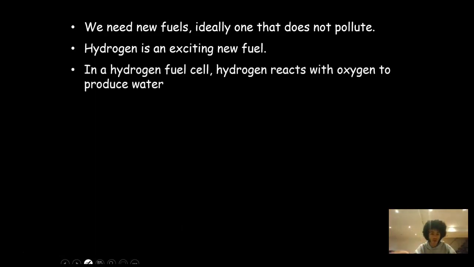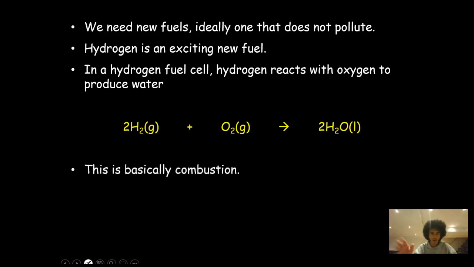Now, in a hydrogen fuel cell, hydrogen reacts with oxygen to produce water, which can be shown by this equation here. Pretty straightforward from the way it looks. However, the chemistry in terms of the redox is a bit complex. I mean, it's basically combustion. That's basically what you're doing. But the chemistry involved from a redox perspective is difficult.